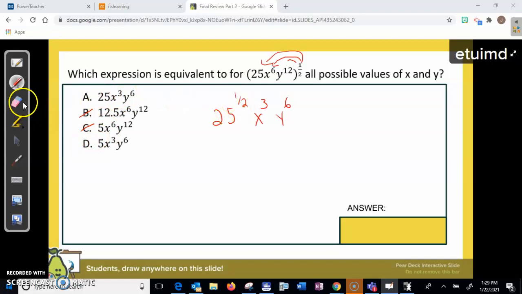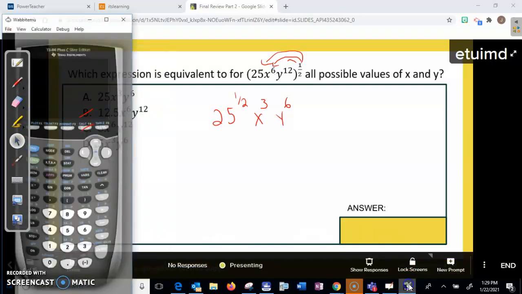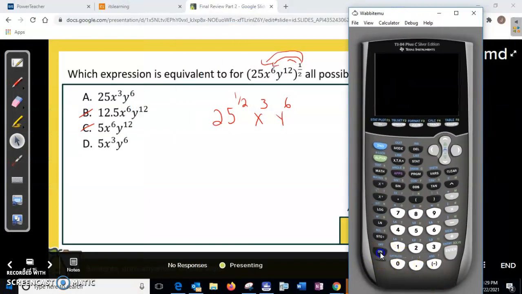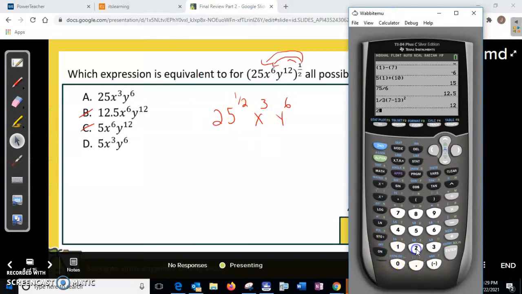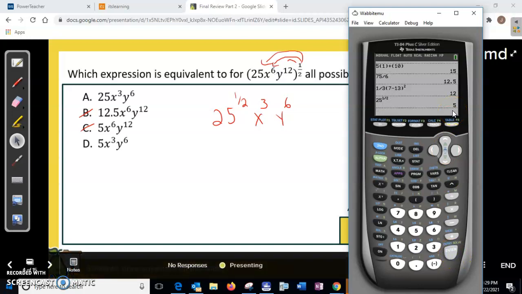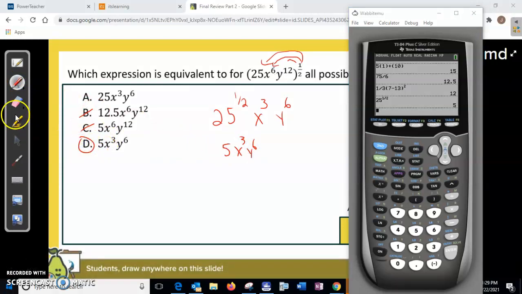Now, 25 to the half, guys, calculator. I cannot stress this enough. Make sure you have your calculator. Use it. So how do you get 25 to the half? You're going to put 25 raised to the power of 1 divided by 2. Press enter. The answer is 5. So my final answer is 5, x to the third, y to the 6th, D. All right, next part.